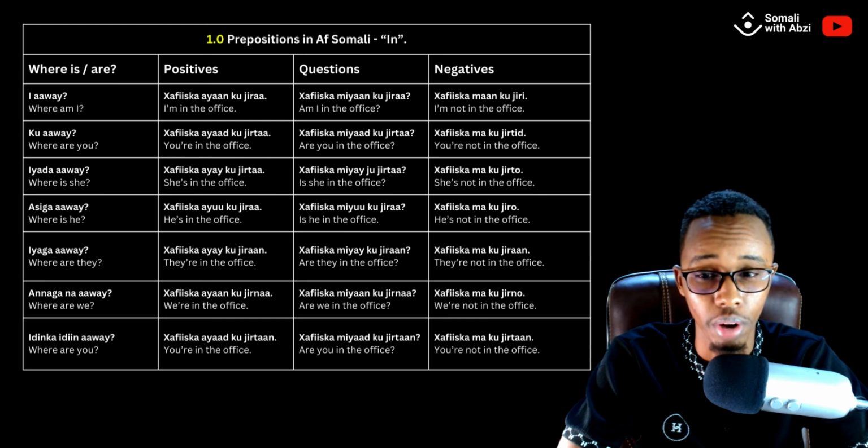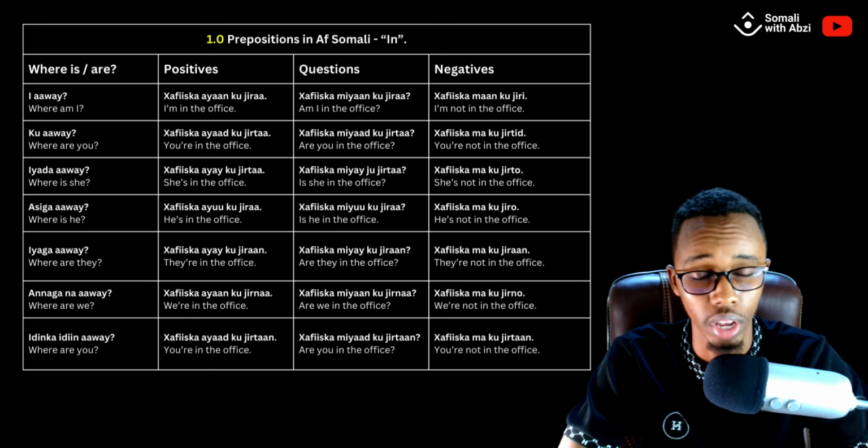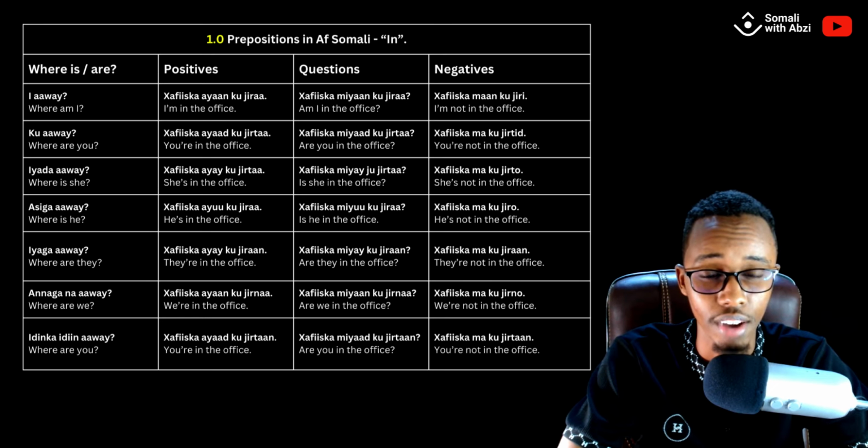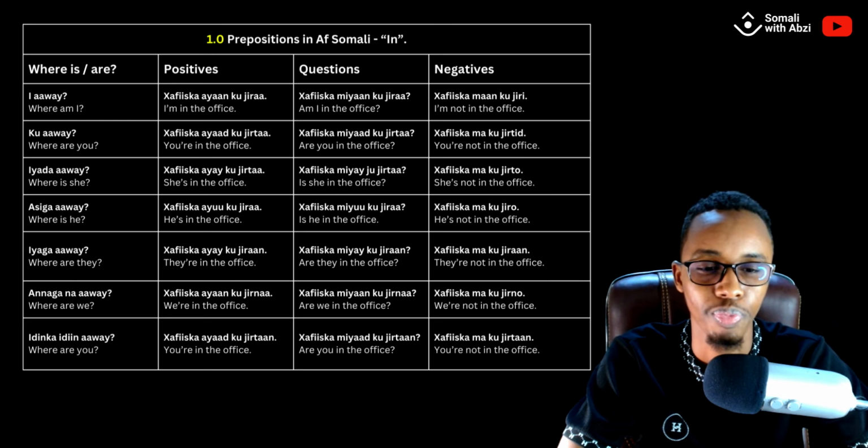If you're going to say where am I, away, that shows I. Then positive, xafiiska ayaan ku jiraa, I am in. Xafiiska ayaan ku jiraa. What if I question, am I in the office? Xafiiska ma ku jiraa instead of miyaan. I already told you that in our previous lessons, so you can just say xafiiska ma ku jiraa instead of xafiiska miyaan ku jiraa.